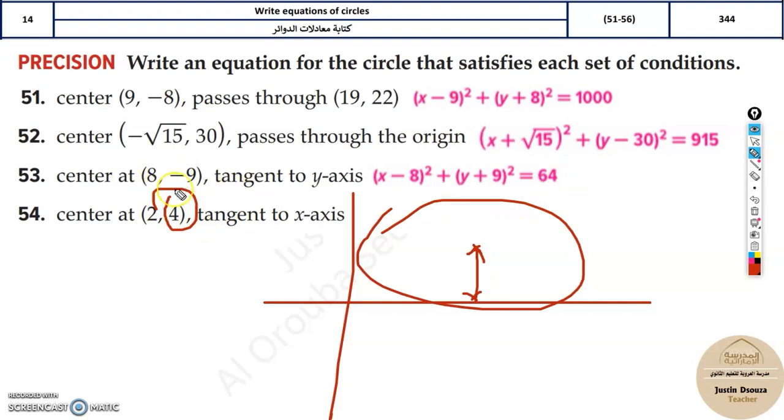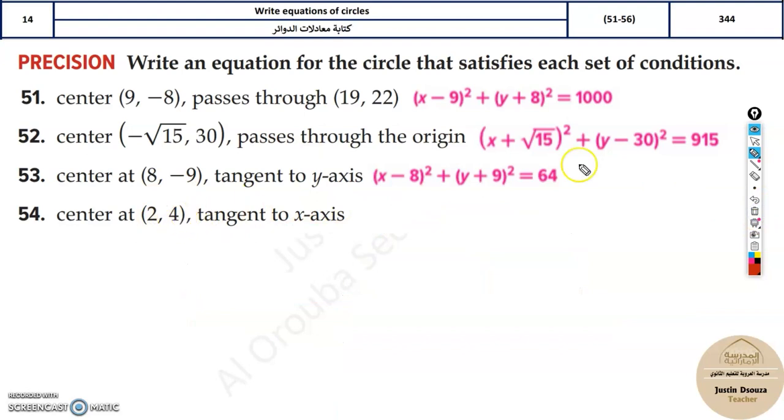In the last problem, x was the radius. Why? Because the y-axis was the tangent. But now the x-axis is the tangent. It's flat. You need to see the vertical height. Because x is flat, what is vertical? This is the y value. This is the radius. So r is 4, and r square is 16.